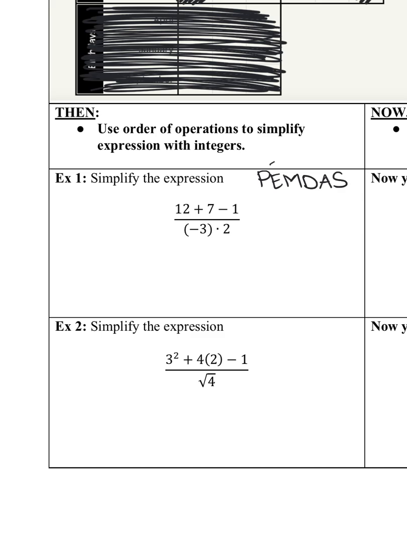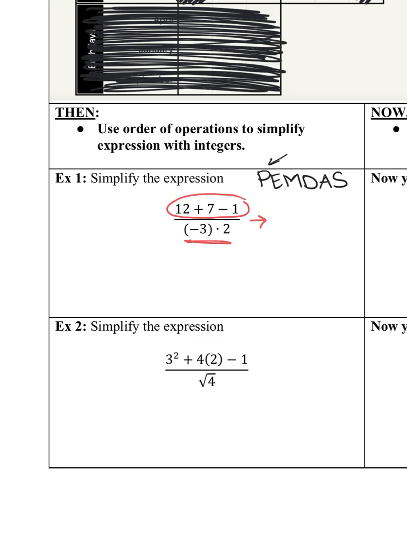I do see parentheses in the first one, however, what's on the inside of them cannot be simplified. It's just -3. Here's something interesting: the whole thing is a fraction, and fractions work as a grouping symbol. So I want to simplify the top separately, and I'll simplify the bottom. Let's start with the top.